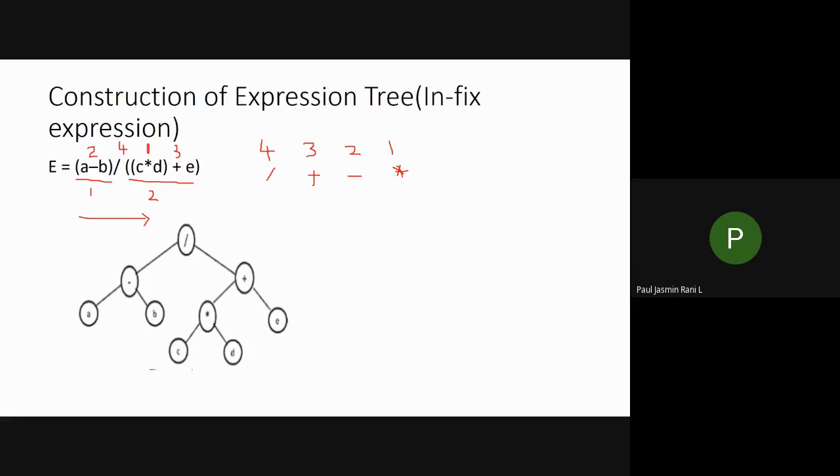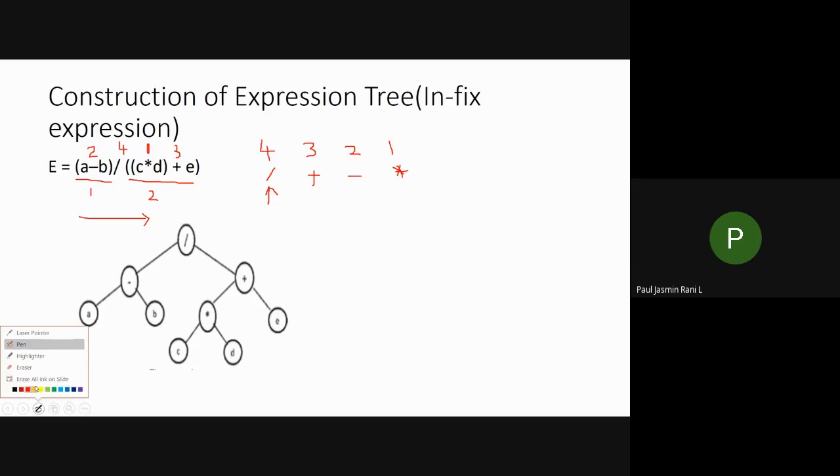So in order to construct your expression tree, always remember that the operator which has been given the least priority has to be considered as the root node. So how will you take your root node? The operator which has the least priority is to be taken as the root node. Can you follow this one? So now I am going to take the least priority. So 4 is the least priority, that is, the slash is the least priority. So I am going to take that one as my root node.